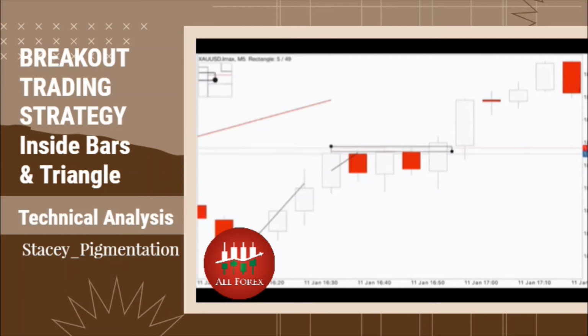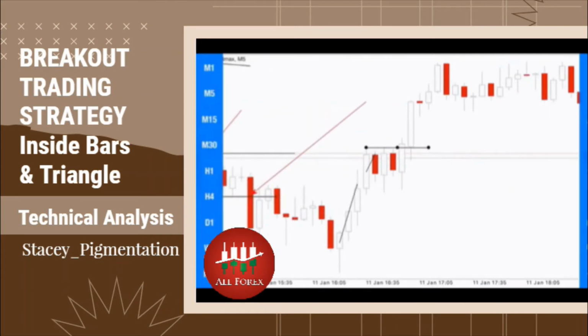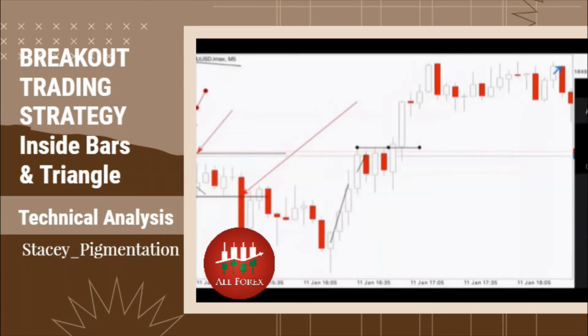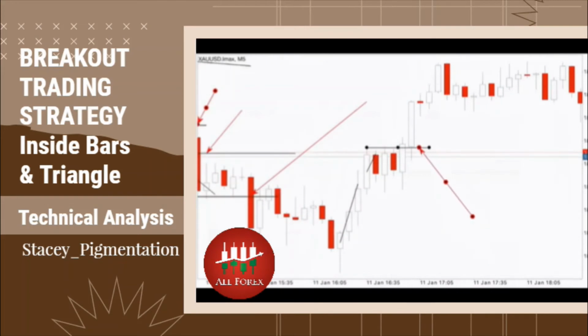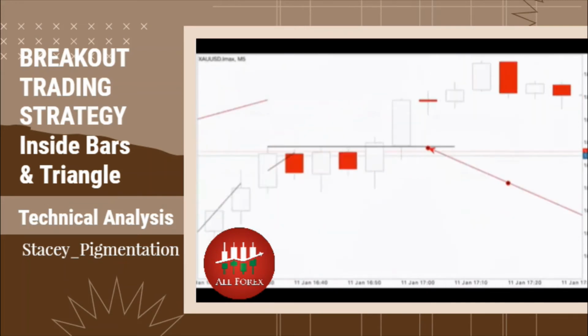My breakout line will be here on the high of the mother bar, meaning that when the market touches this 1841 price, it's going to trigger us, because that's where my pending order will be. So that would be my first entry. This could be my first buy entry.